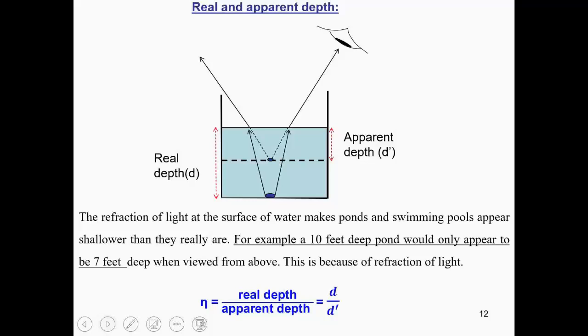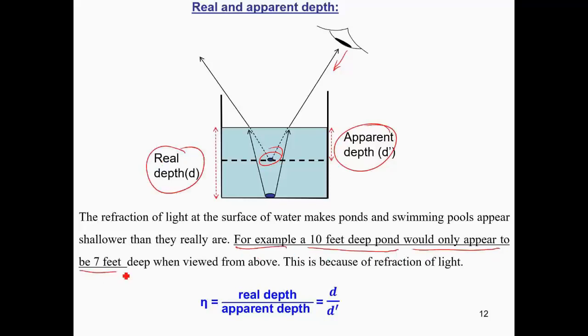Okay, the next is real and apparent depth. You might have seen that. If you put a coin in a beaker filled with water, or any liquid, and view it from the side, this coin appears to lift up. It appears from here. That's why it is called apparent depth. And this is the real depth. Another example: a 10 feet deep pond would only appear to be about 7 feet deep when viewed from above. This optical illusion happens because of the refraction of light, because light has to bend, because this is the real position of the coin.